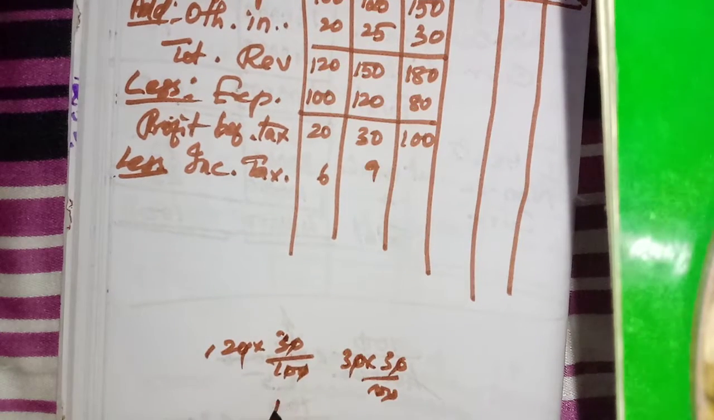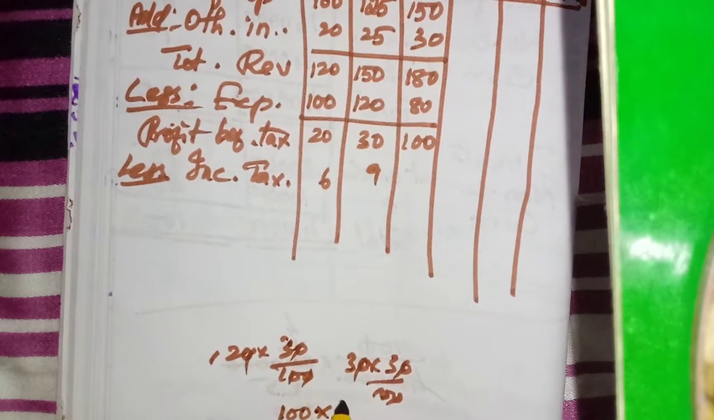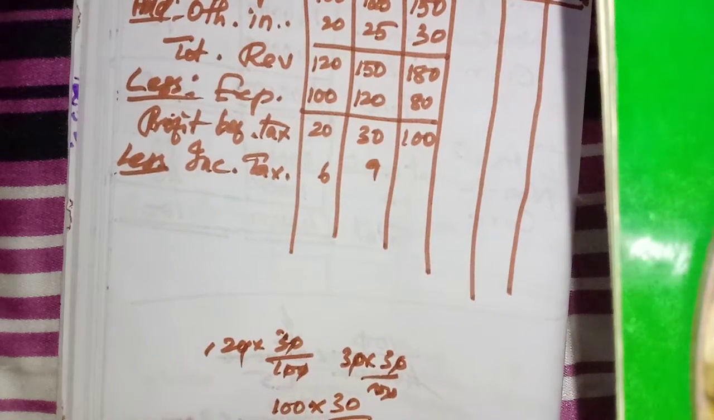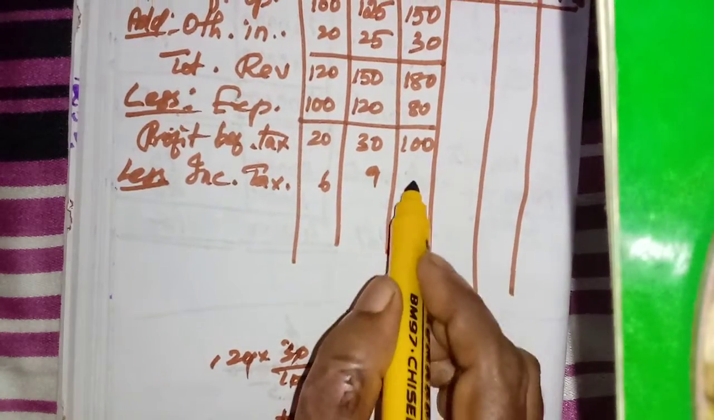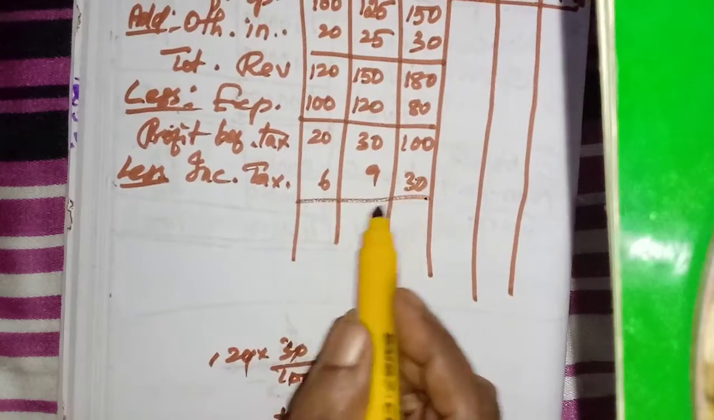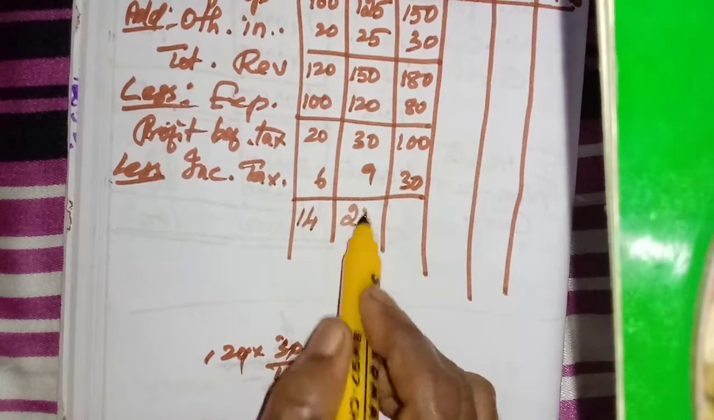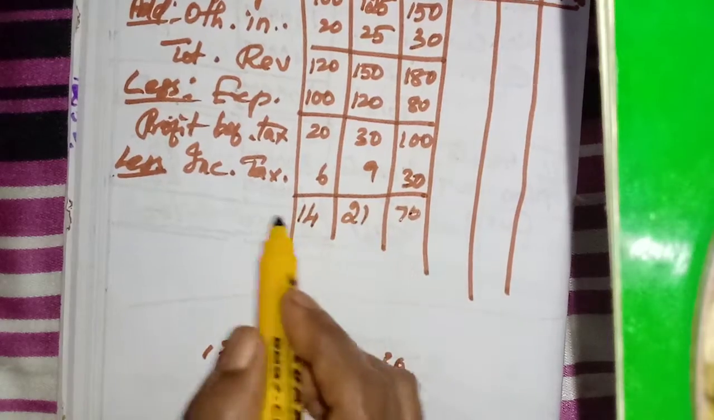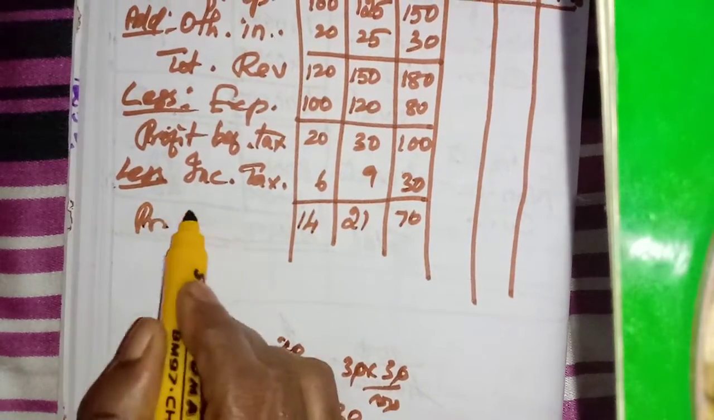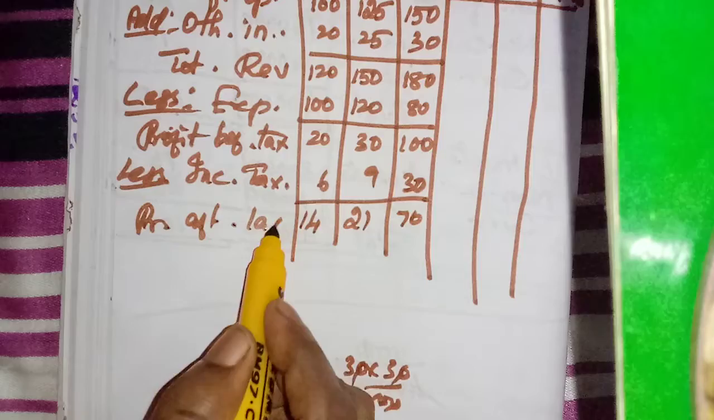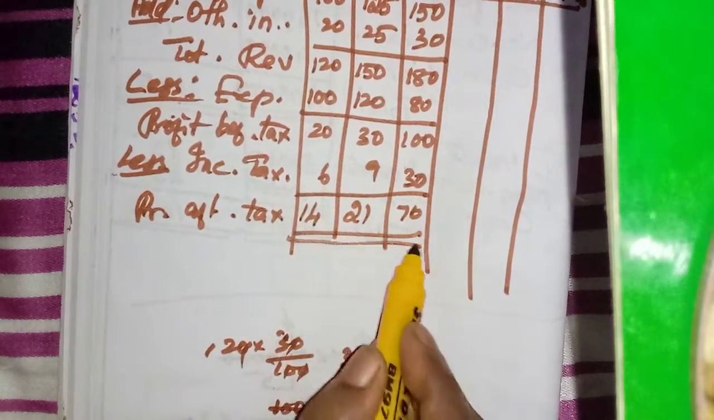For 100 again 30 percentage. So this 230. So 20 minus 6, 14, 21, 70. Okay, this is profit after tax. That's all.